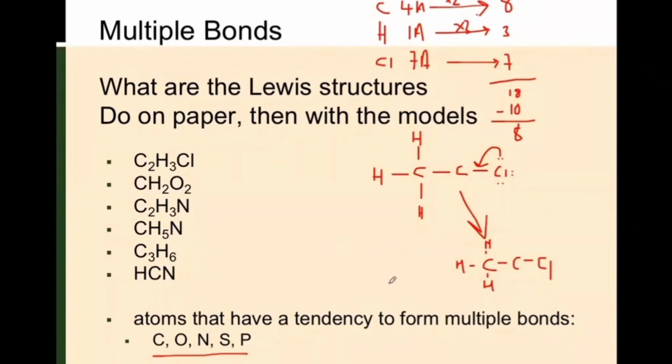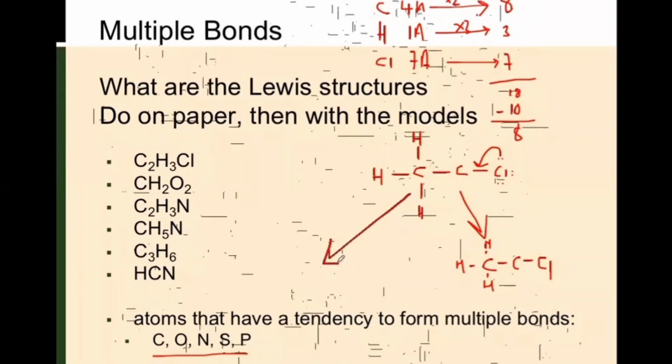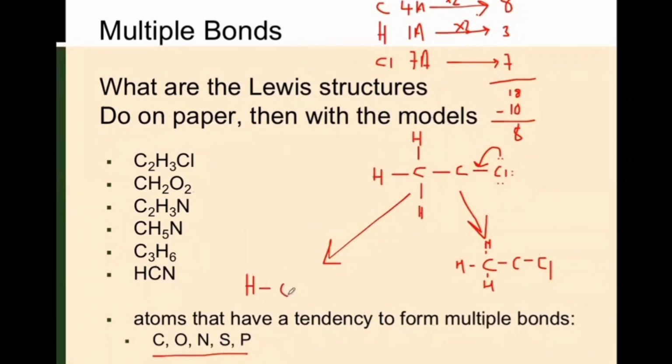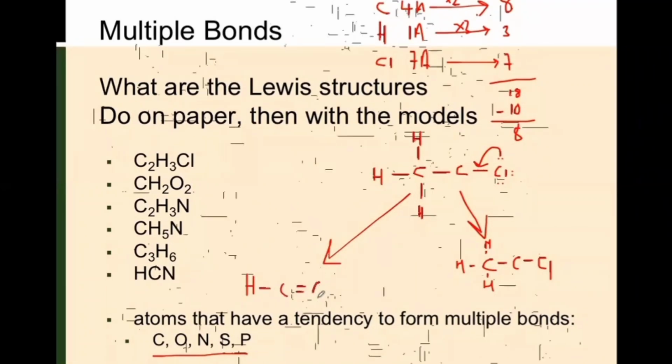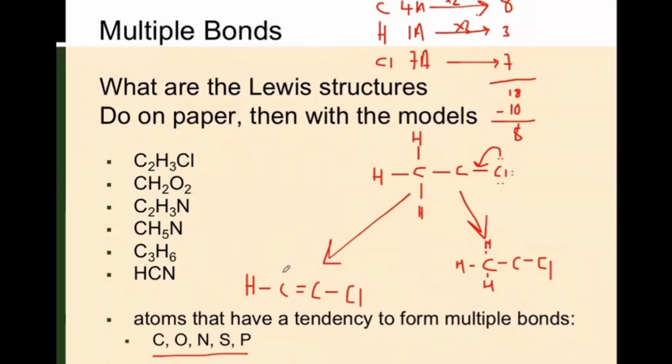But actually what really will happen is this one. HCl, C double bond C, Cl, and then H, something like that, as opposed to what I just drew.